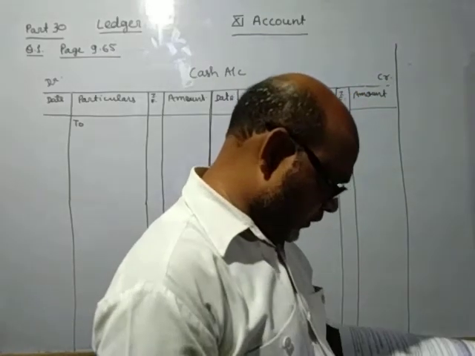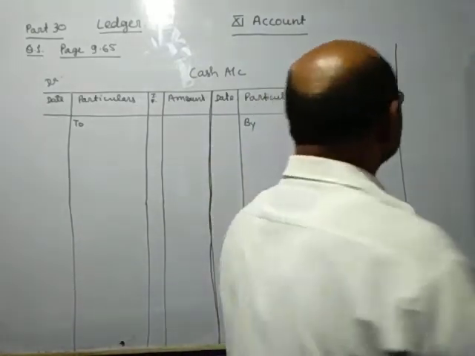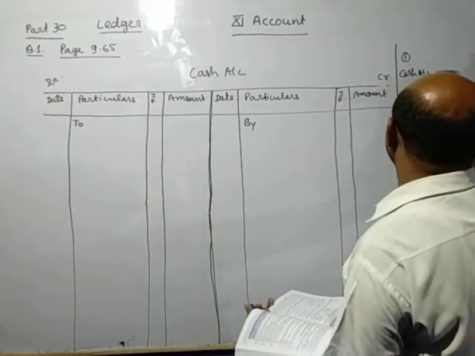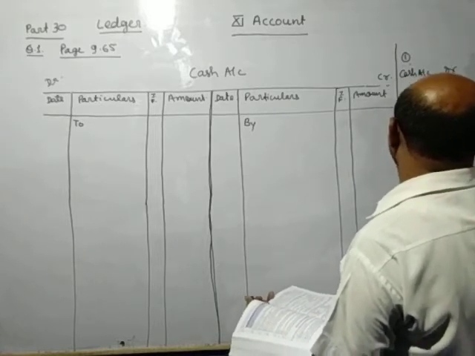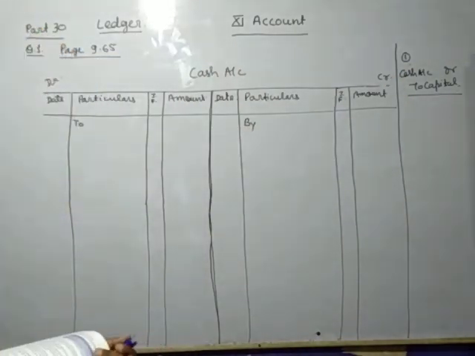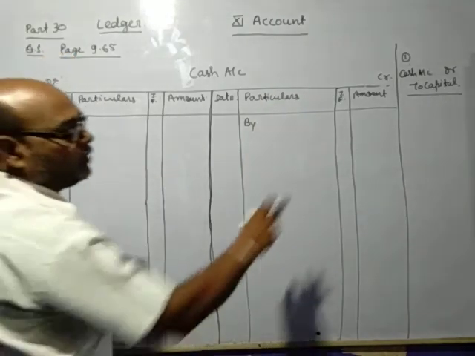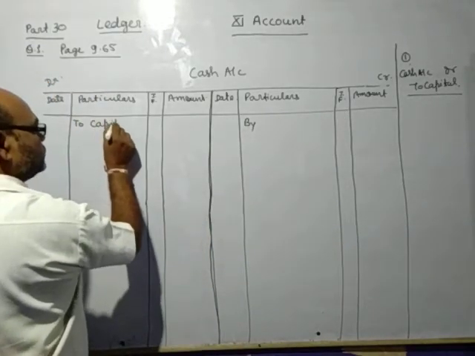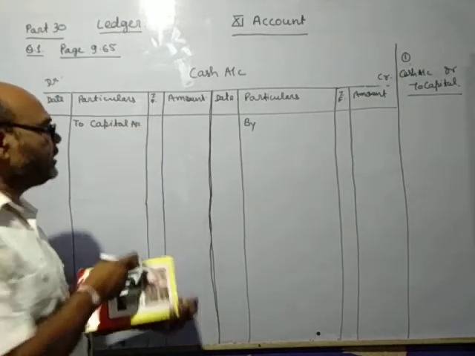First, Shyam Sundar and Sons commenced business with cash. So first you will pass the entry: cash account debit to capital account. Here cash is the debit, so on the debit side you will write, but you will write the name of capital. So you will write 'To capital account', and the amount will be 80,000.